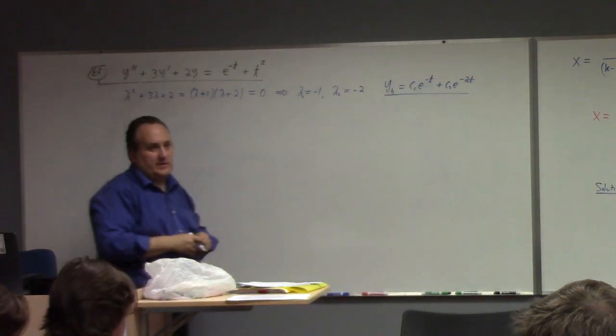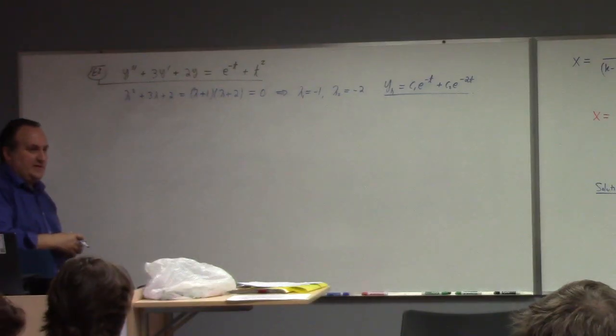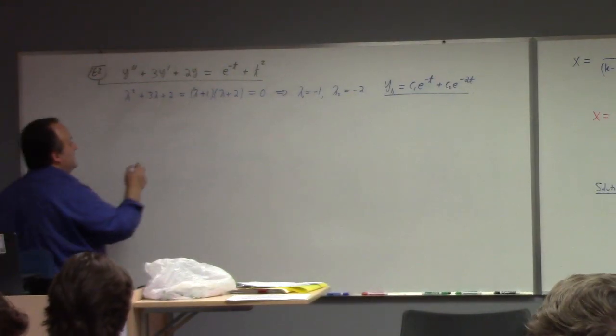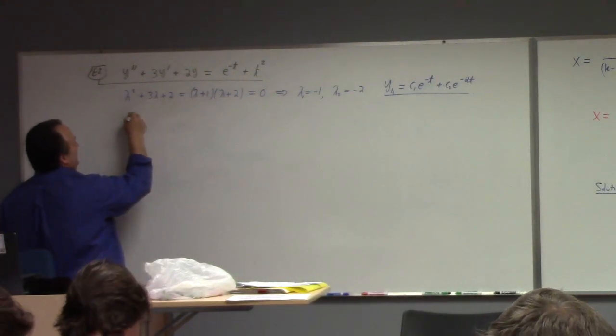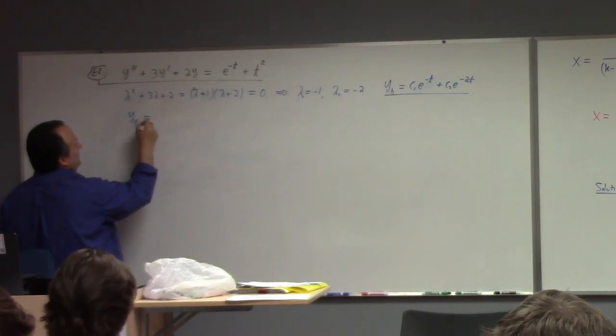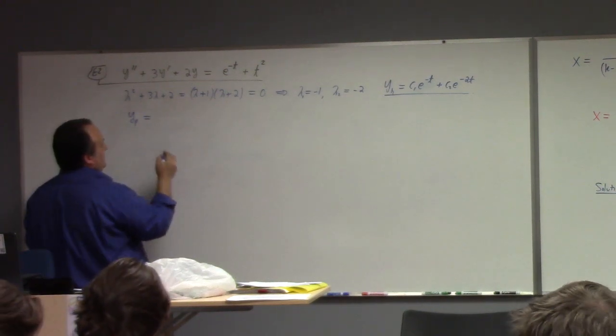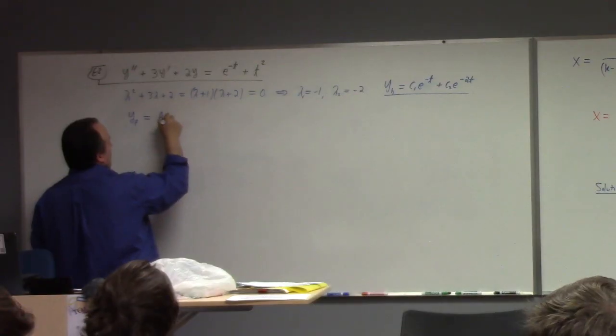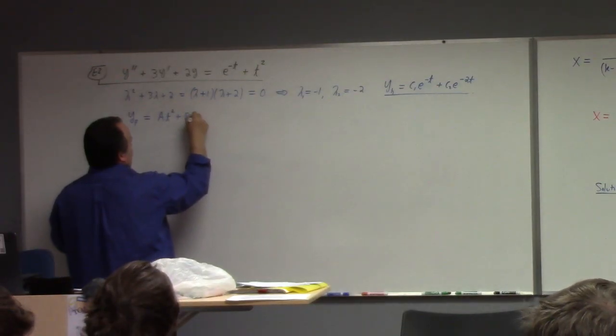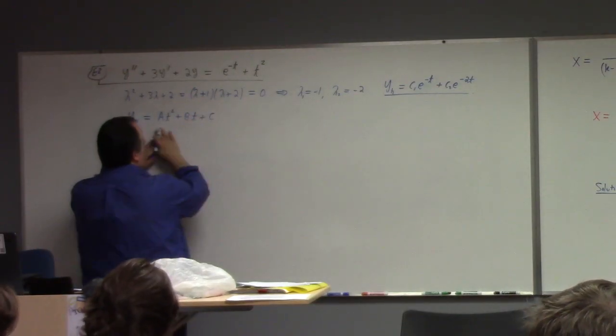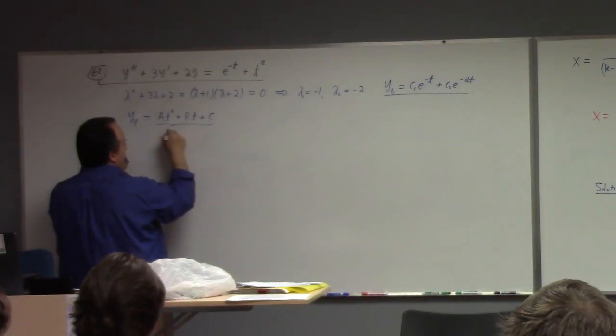Now I could go through the annihilator method again, but I've gone through it a bunch of times and I don't feel like doing it today. So I'm just going to get straight to the point. yp should have the following form. We should do A t squared plus B t plus C. That's the naive guess.